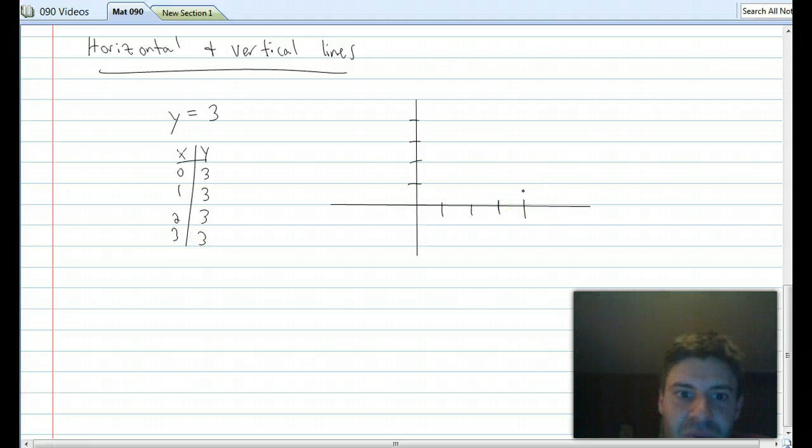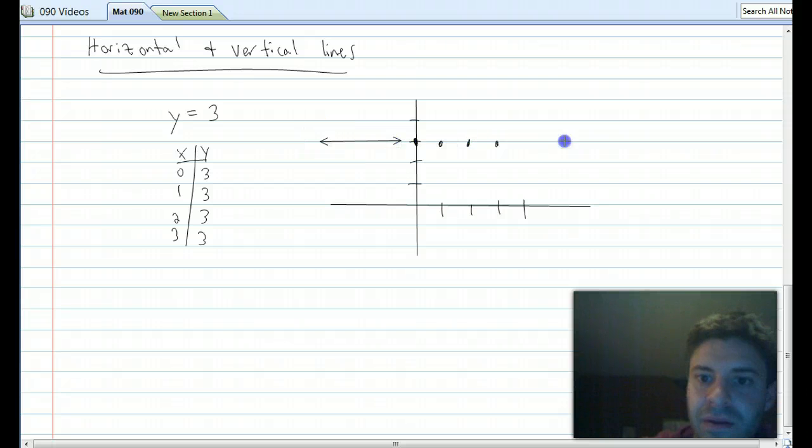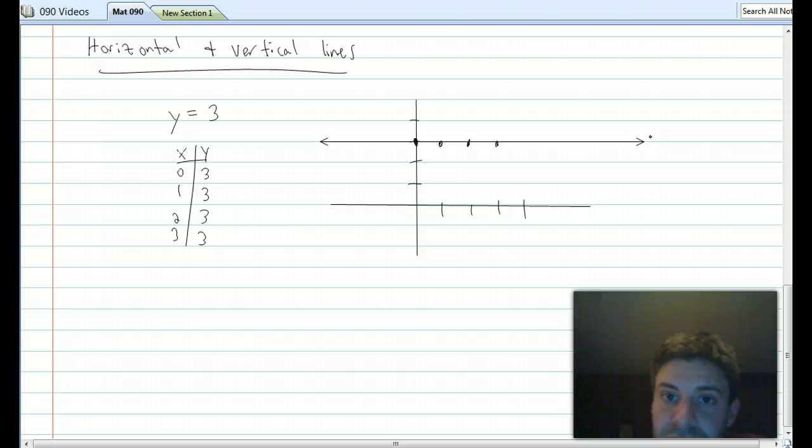Now if we plot those points, (0, 3), (1, 3), (2, 3), and (3, 3), you can see what we're going to get is actually a horizontal line. And the horizontal line is going to go right through the y value, y equals 3.